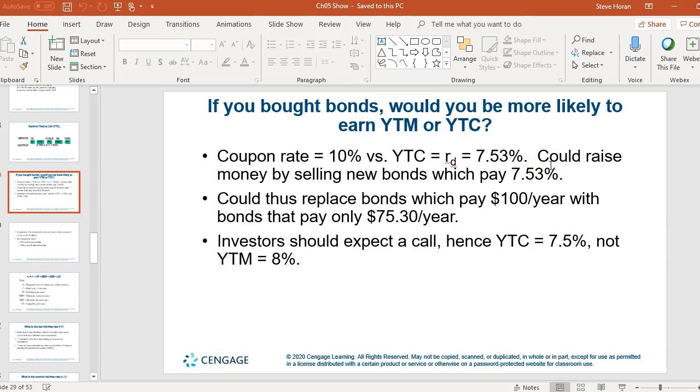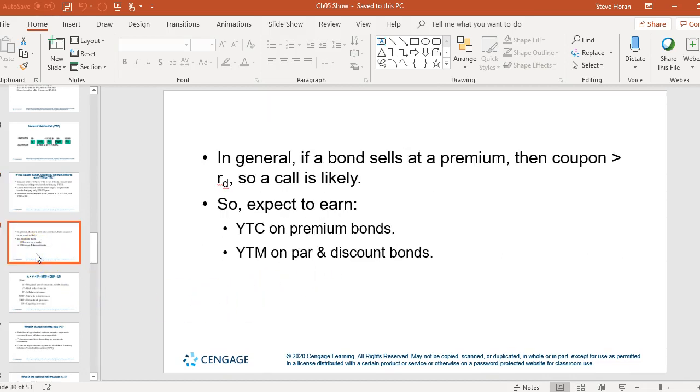They would basically issue new bonds at 7.5%, which is the market rate of interest, take that money and buy off the bonds, and they would save interest. And I would expect a call, because yield to call is 7.5, and yield to maturity on these same bonds, if we did the yield to maturity calculation, was 8%. So if YTC is lower than YTM, expect a call. Okay, and that's what bond investors are looking at when they buy bonds.